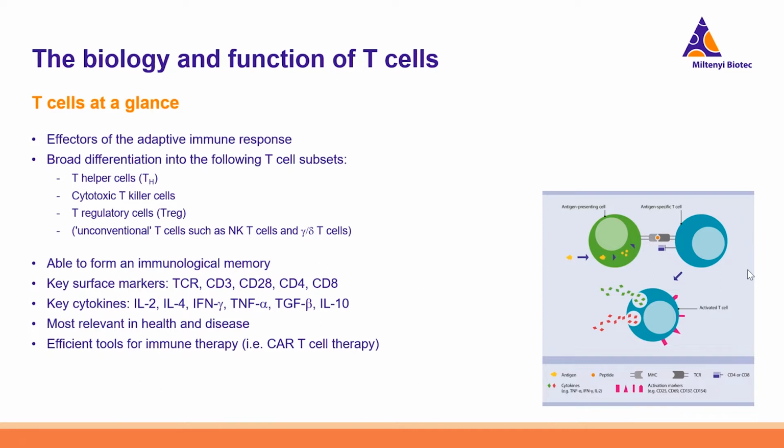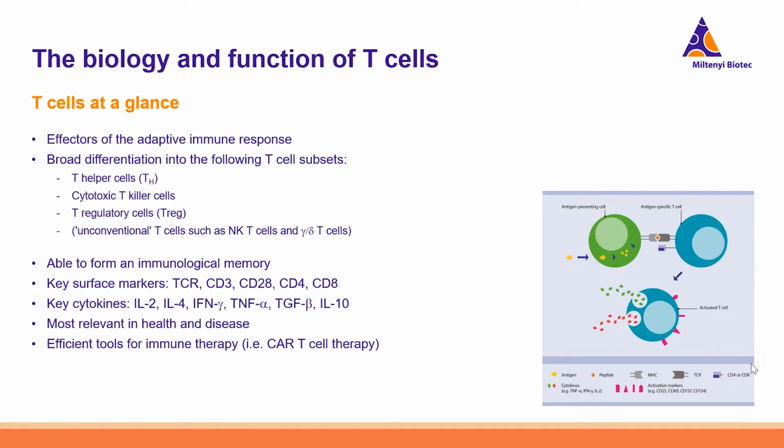T cells are the only immune cells that are able to form a long-lasting immunological memory that helps to respond faster and more efficiently to already experienced threats. Key surface markers that are always mentioned in regards to T cells are the T cell receptor, TCR, that recognizes antigens, as well as the activating co-receptors CD3 and CD28. Those three surface markers are present on all T cells. Furthermore, co-receptors CD4 and CD8 are the defining markers for T helper cells and cytotoxic T killer cells, respectively.